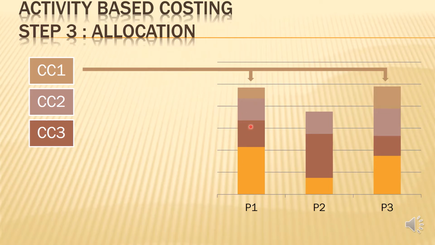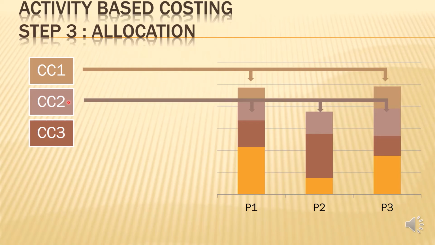So if product 1 is using only this much of CC1, then it gets this much share, whereas P3 has a higher share because maybe the product P3 consumes more of those cost drivers. So that may be employees, that may be number of pages printed or whatever. And product P2 does not consume anything at all from CC1.